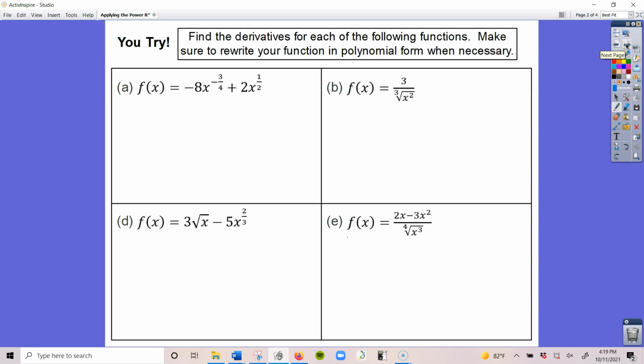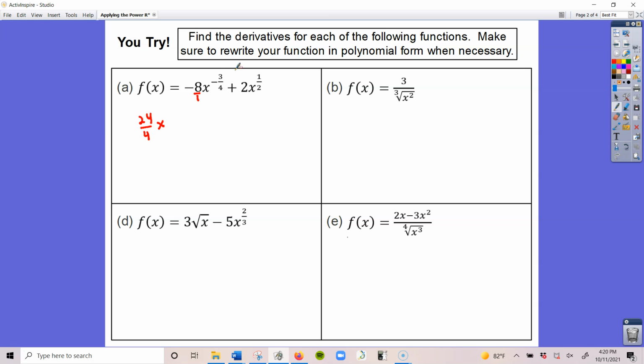Let's try quite a few more. So here we have negative 8x to the negative 3/4 plus 2x to the 1/2. So we're going to multiply this negative 3/4 with negative 8, which again, if you just look at it, put it over 1, you're multiplying numerator with numerator. So that would be 8 times 3, which is 24, over 1 times 4, which is 4.